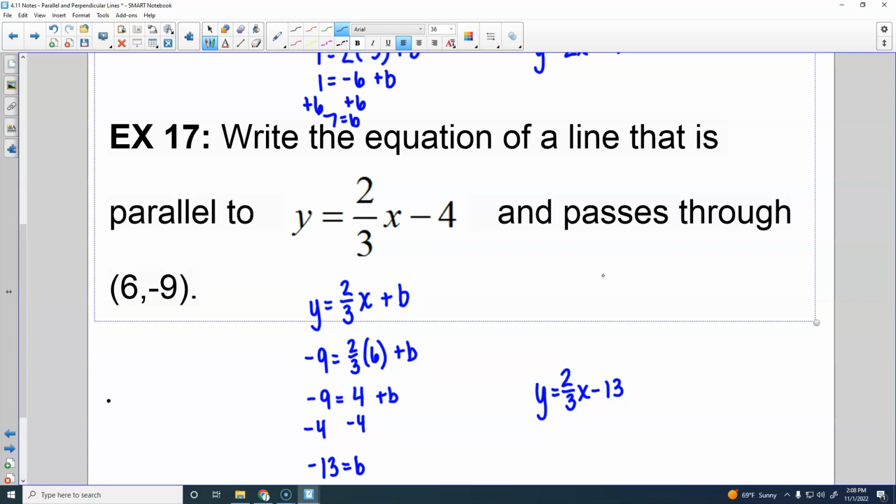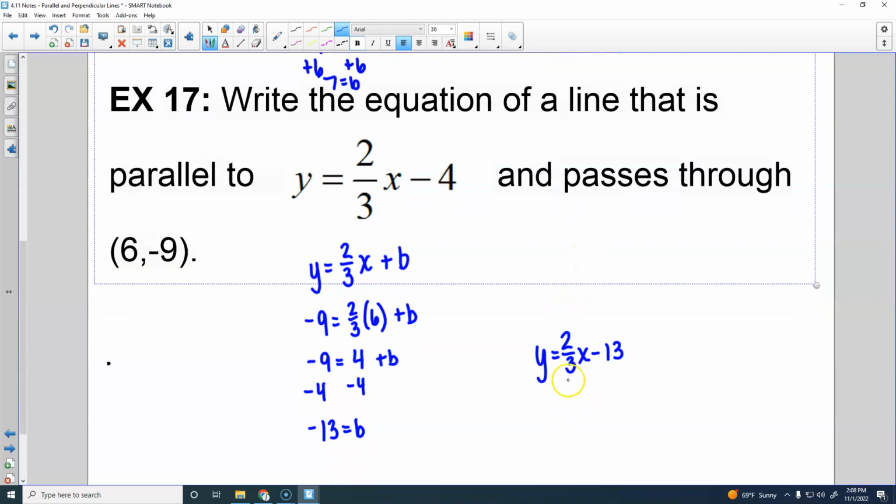The right answers as I walk around. Okay, so you should get y equals 2/3 x minus 13. Okay, look good? You're just, 2/3 is going to be your slope. You're plugging in 9 for your y, 6 for your x. 2/3 times 6 is 4. Subtract that 4, you'll get negative 13 for your y-intercept. We'll put this right over here. Okay, questions?